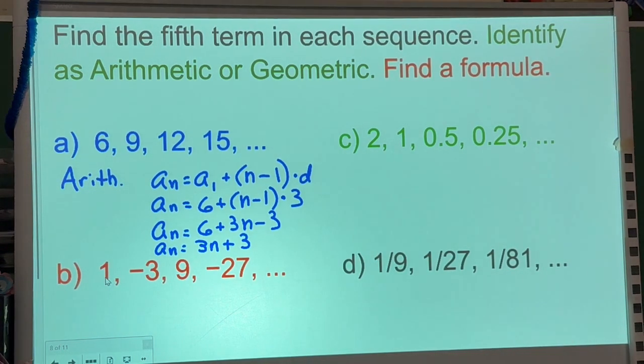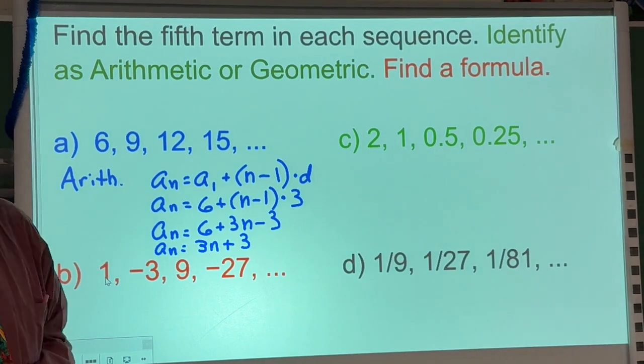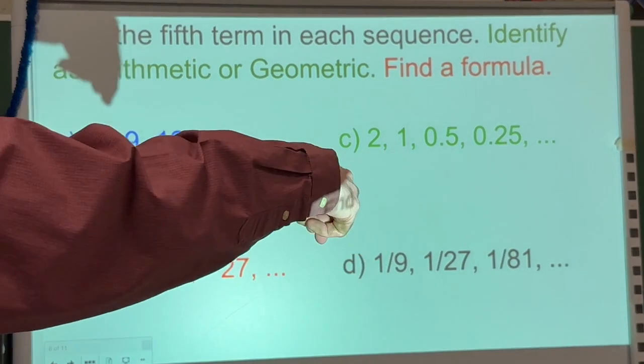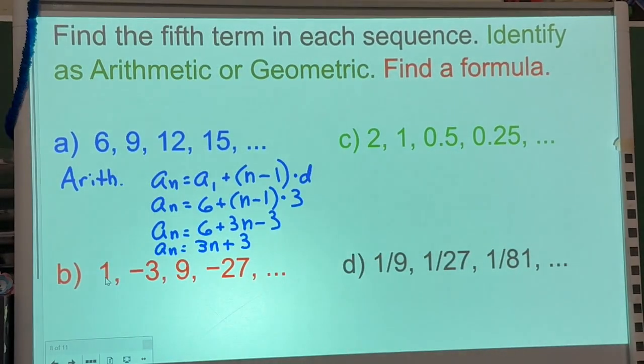Why don't you hit pause, try these out, come on back when you're ready. We'll check and see how you did. Oh, I have to find the fifth term, huh? Let me add 3. 18. Good.